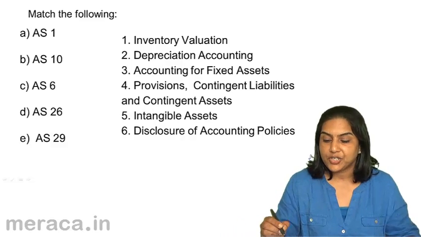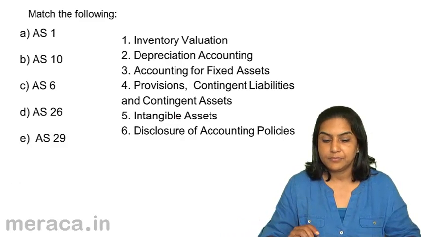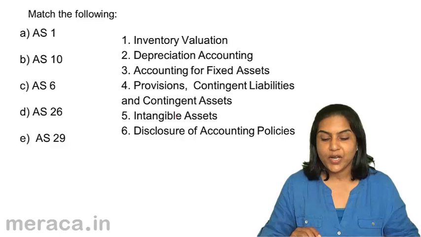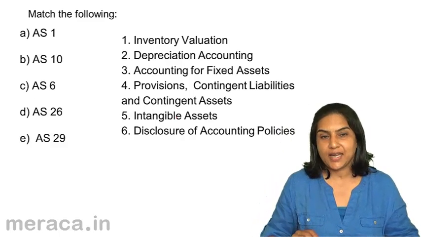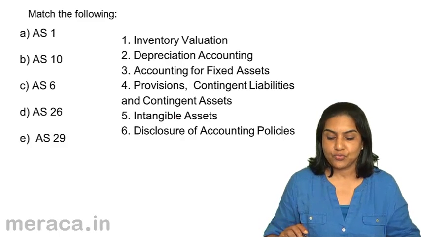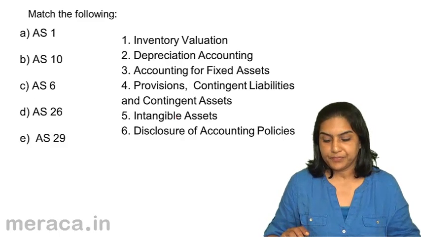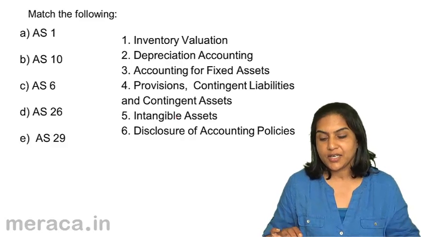Next, match the following. So you have AS1, you have AS10, AS6, AS26 and AS29. I'll give you a minute to match these. There are 5 on this side and 6 on the other.